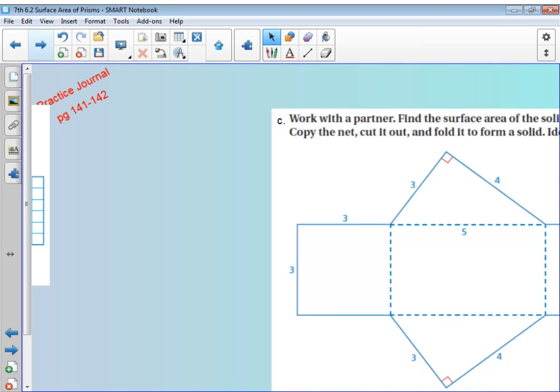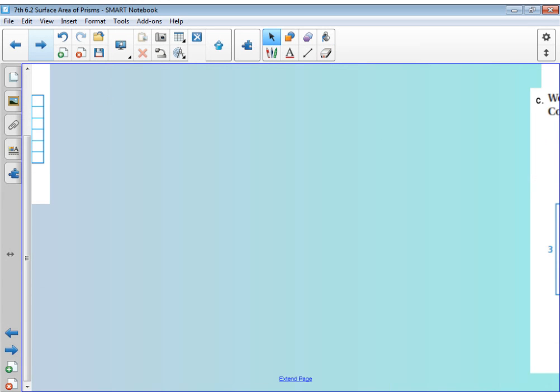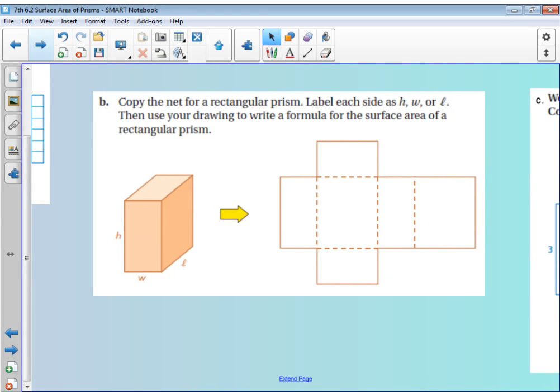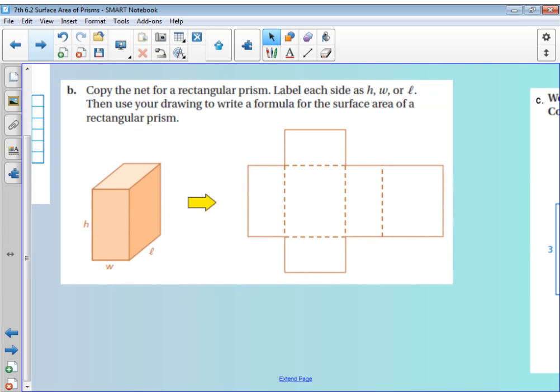Okay, so let's go ahead and look at letter B. Letter B says, copy the net for this rectangular prism, label each side H, W, or L, then use your drawing to write a formula for the surface area of a rectangular prism. So in other words, what they want us to do is label each of these pieces. When I'm looking at this, it's all in the way that I look at it.